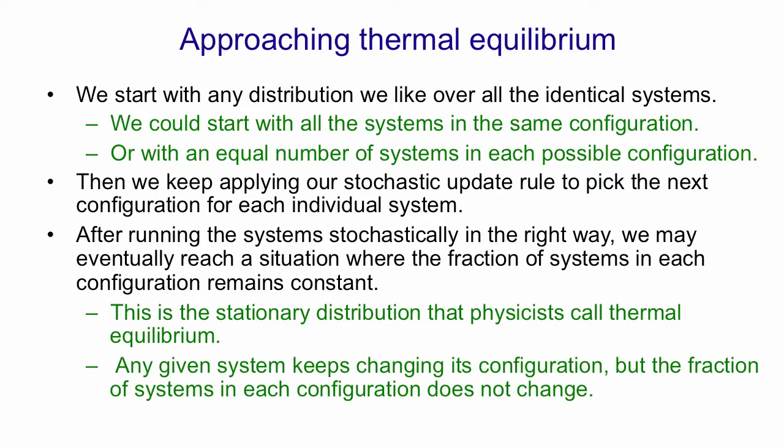Any given system keeps changing its configuration. We apply the update rule, and the states of its units will keep flipping between 0 and 1. But the fraction of systems in any particular configuration doesn't change. And that's because we have many, many more systems than we have configurations. So here's an analogy, just to help with the concept.